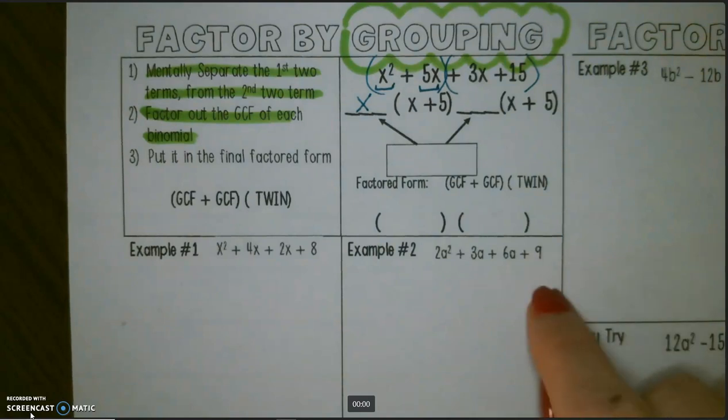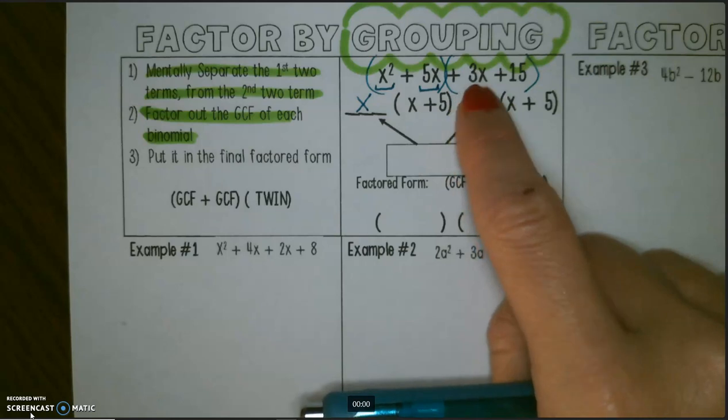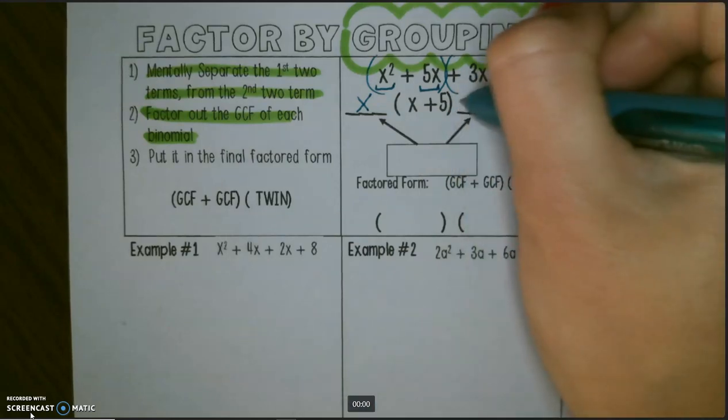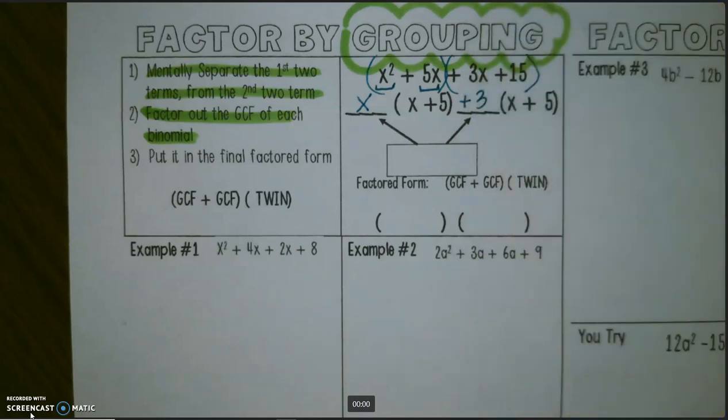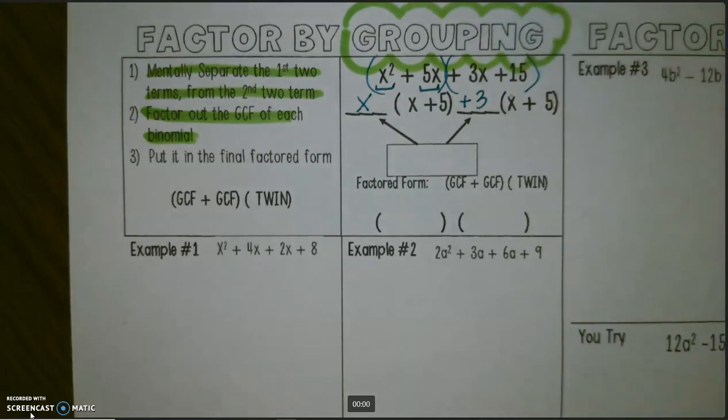The next thing we're going to look at is taking out the GCF of the second grouping. It looks like I could divide both terms by 3. More specifically, I could divide by a positive 3. If I divide the first term by 3, I'm only left with an x. If I divide the second term by 3, I'm left with a 5.